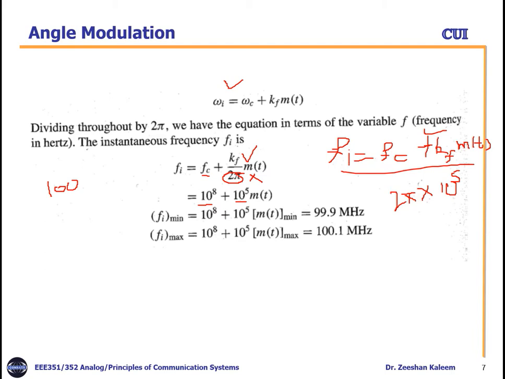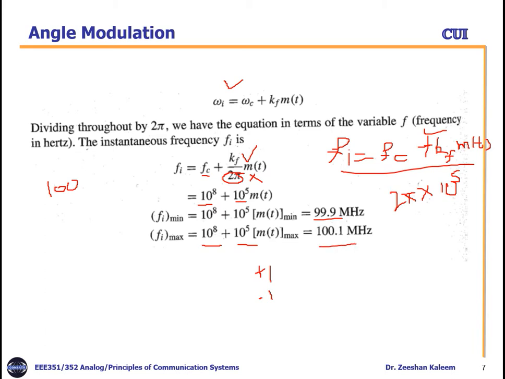So m(t) is a message signal which has a peak value of positive 1, and the negative side peak value is minus 1. So for the minimum, we have 10 raised to the power 8 plus 10 raised to the power 5 into minus 1, so we need to subtract, and we get 99.9 megahertz. For the maximum, we get 10 raised to the power 8 plus 10 raised to the power 5 into 1. We have a positive sign here, so it is equal to 100.1 megahertz, right?